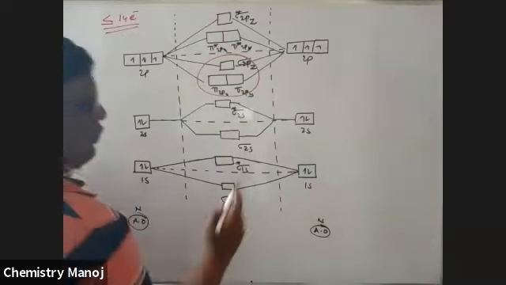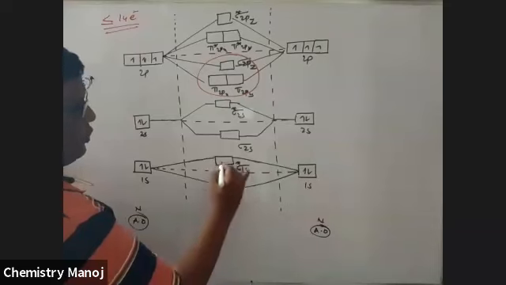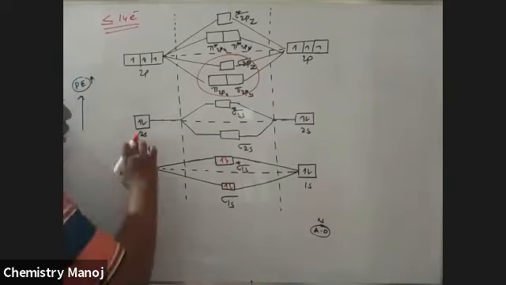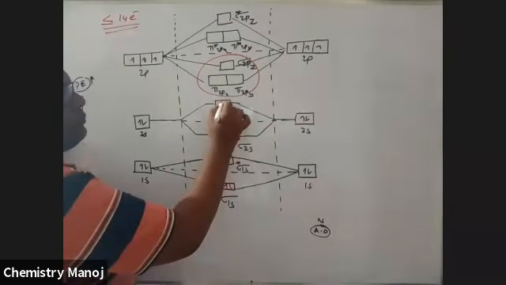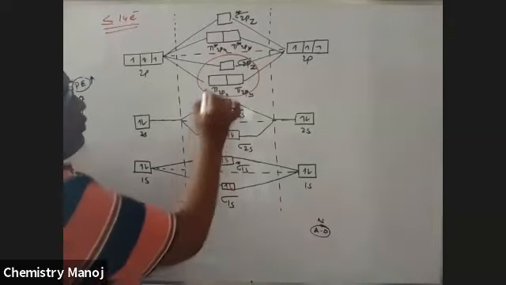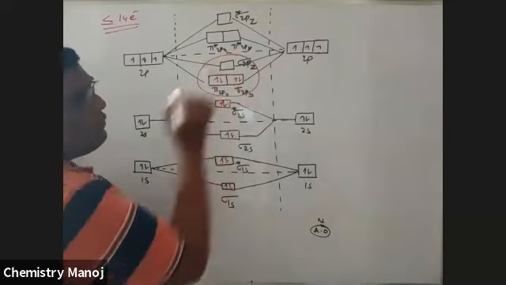2 plus 2, 4. Now 1, 2, 3, 4. These are the electron distributions. Now 2 plus 2, 4, 1, 2, 3, 4. Next 3 plus 3, 6. Each orbital is filled with one electron first, and then pairing takes place, 4, 5, 6. So this is the electronic configuration.